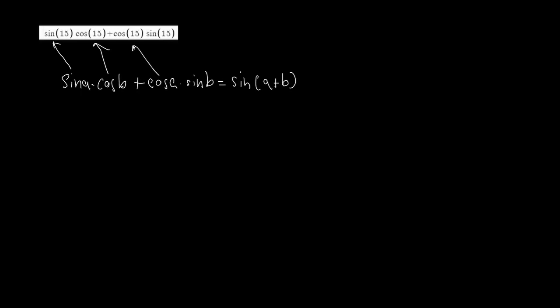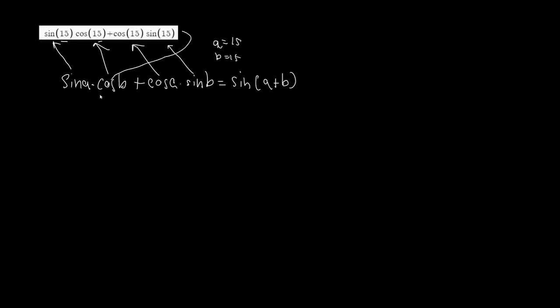Okay? See? And then here, your A is what? 15. Your B is also 15. Your A is also 15 and your B is also 15. Therefore, your A is 15 and your B is 15.